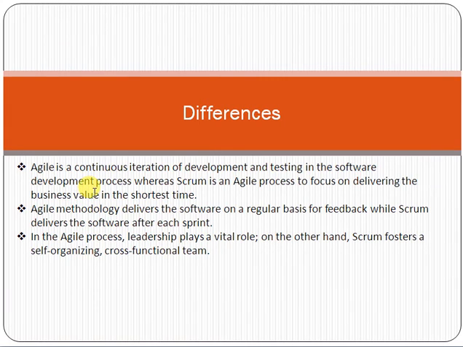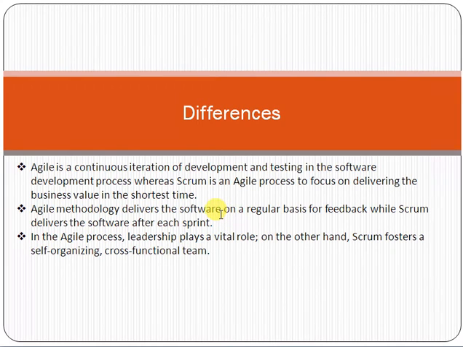Agile methodology delivers the software on a regular basis for feedback, while Scrum delivers the software after each sprint. Here in Scrum the time period is called a sprint. However, in Agile it is called a regular basis for feedback. So we can say in Scrum the time period is more regularized, or more properly managed.